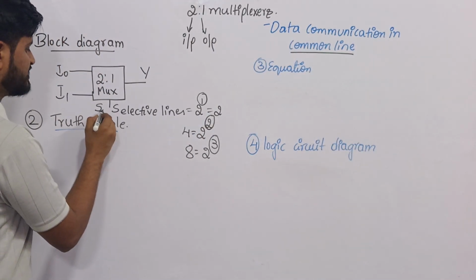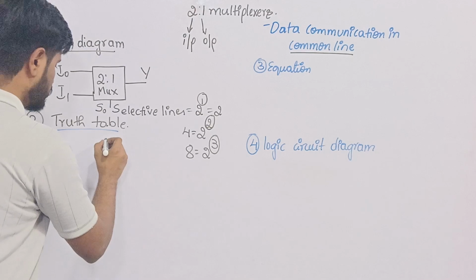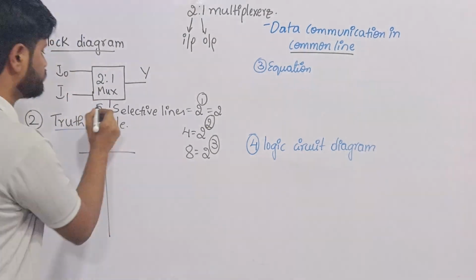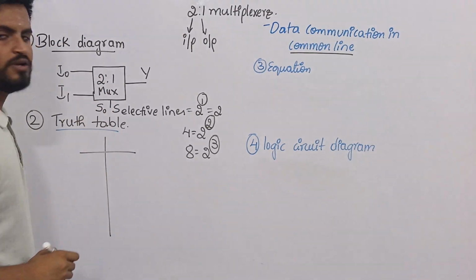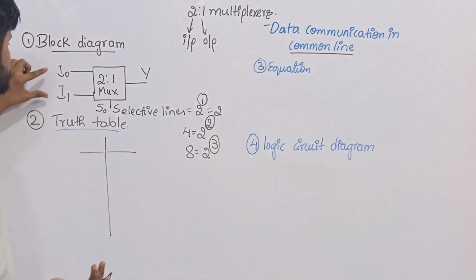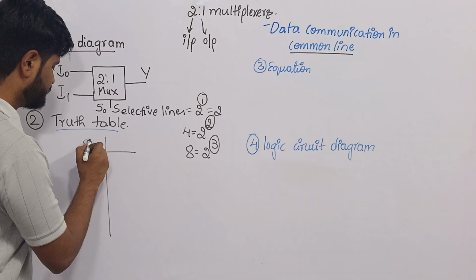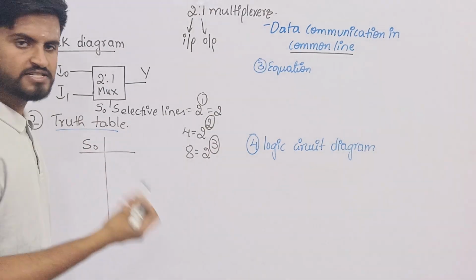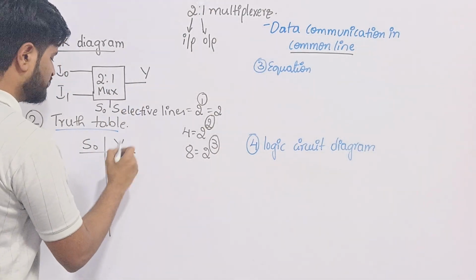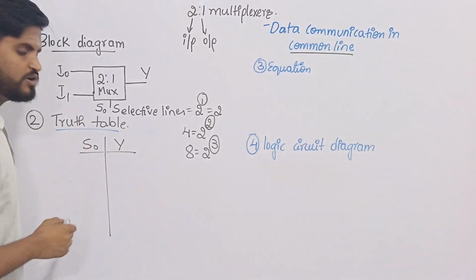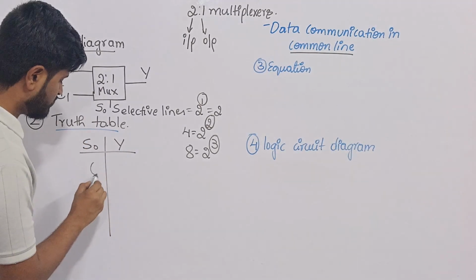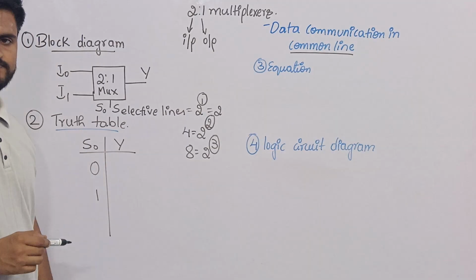Let me call it S0. This selection line will play the major role in selecting which input must be given. S0 will be taken as an input and my output is Y. Since I have only one select input, the possible combinations are 0 and 1.